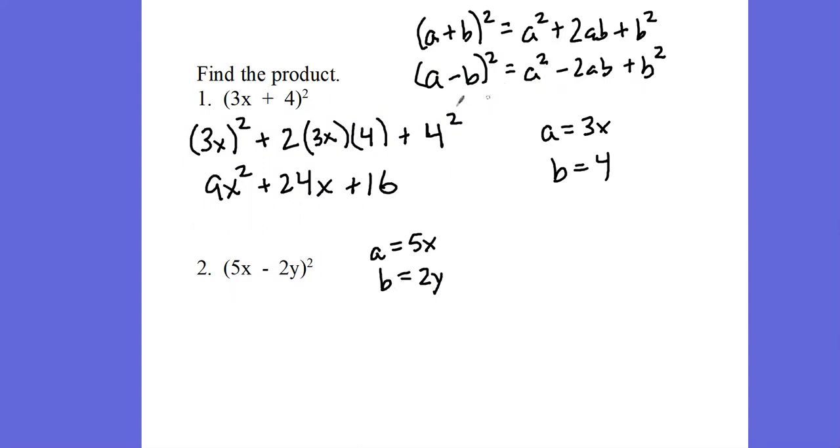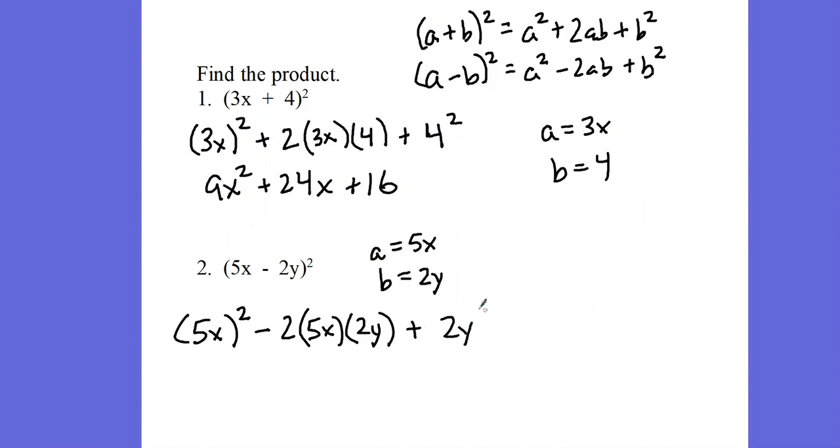So let's go through this. So my quantity of a minus b squared is equal to the first term squared. So in this case, I have 5x squared minus 2 a times b. My a value is 5x. My b value was 2y plus b squared. So plus the quantity of 2y squared.